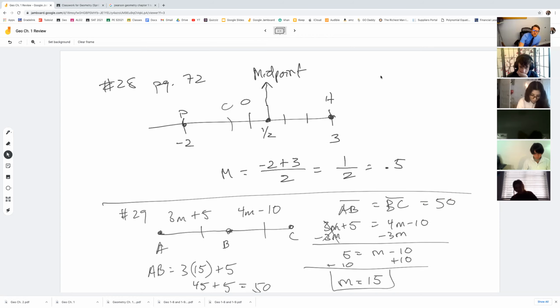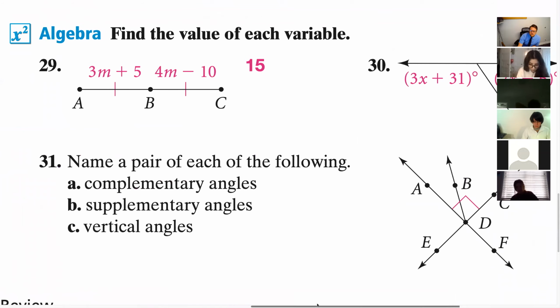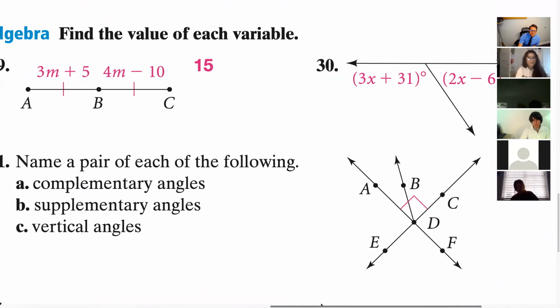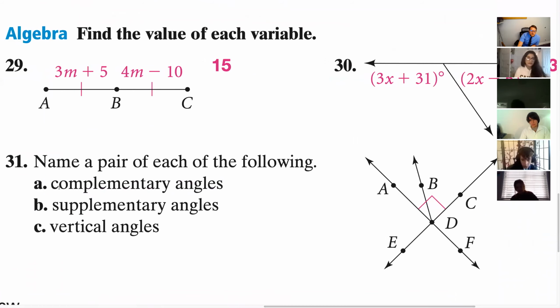Let's do the next one where we have a segment addition. You're going to have some of these on your test. Really quickly, number 31, name a pair of complementary angles. Complementary angles together equal 90 degrees.